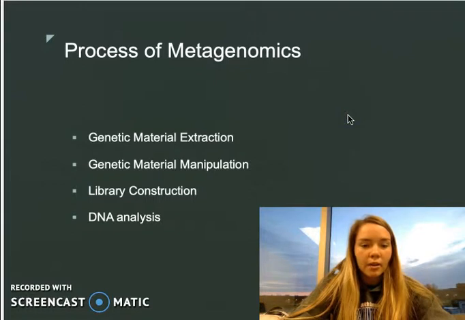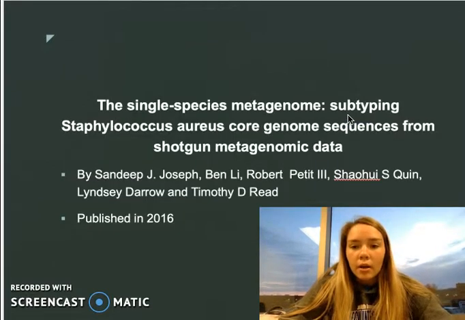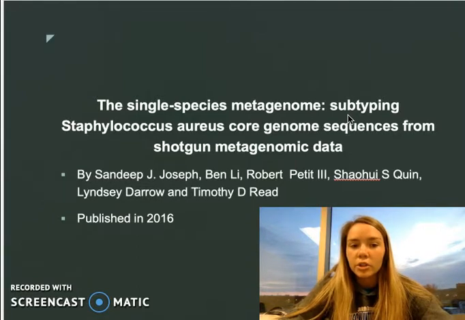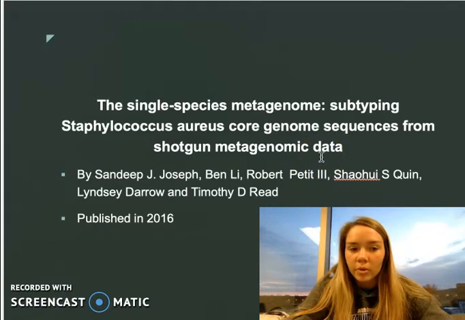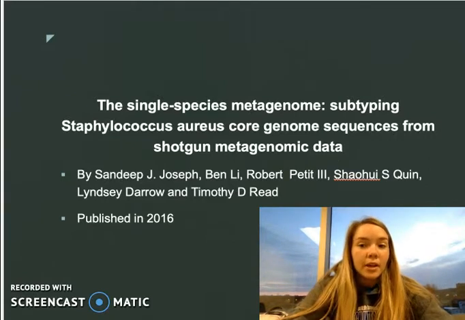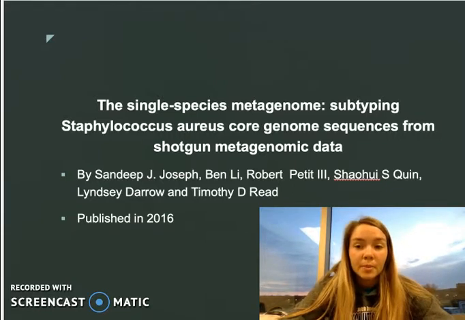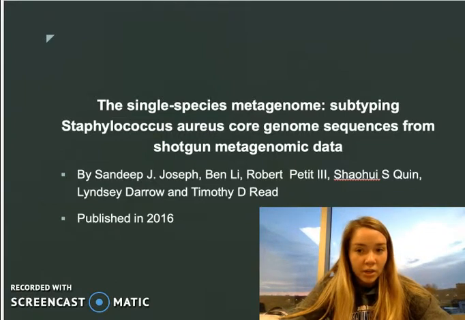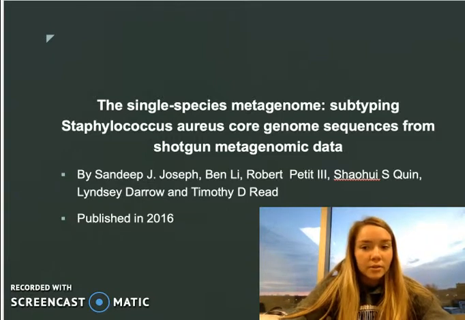So while looking into Staphylococcus, I came across this study called the Single Species Metagenome Subtyping Staphylococcus aureus Core Genome Sequences from Shotgun Metagenomic Data. This paper was published by 6 scientists in 2016. It's a 28-page scientific paper with a lot of overwhelming information, so I broke it apart piece by piece to try and make sense of it. I found that instead of extracting the DNA, manipulating the genetic material, and constructing a library, these scientists skipped those steps and found the needed DNA information off public databases.